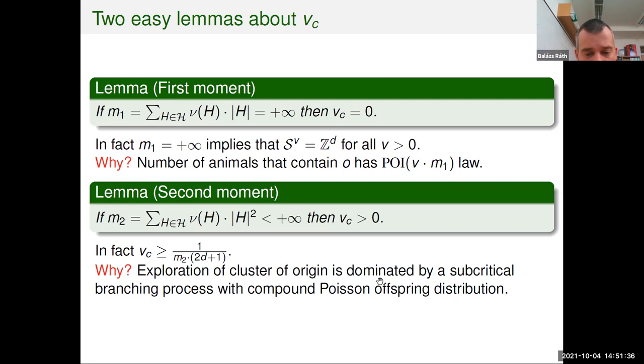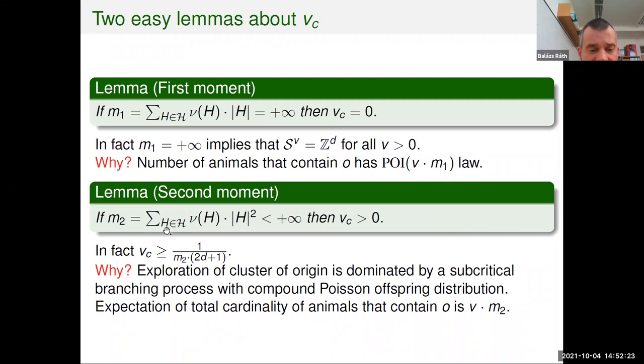And this exploration of the cluster of the origin can be easily coupled and in fact dominated by a subcritical branching process. So if the intensity is low enough, then this dominating branching process is going to be subcritical, which gives the finiteness of the cluster of the origin. And then if the cluster of the origin is finite almost surely, then the cluster of every vertex is finite almost surely by translation invariance. Therefore, the percolation is subcritical. And then you can check that the offspring distribution of this dominating branching process is actually a compound Poisson distribution.